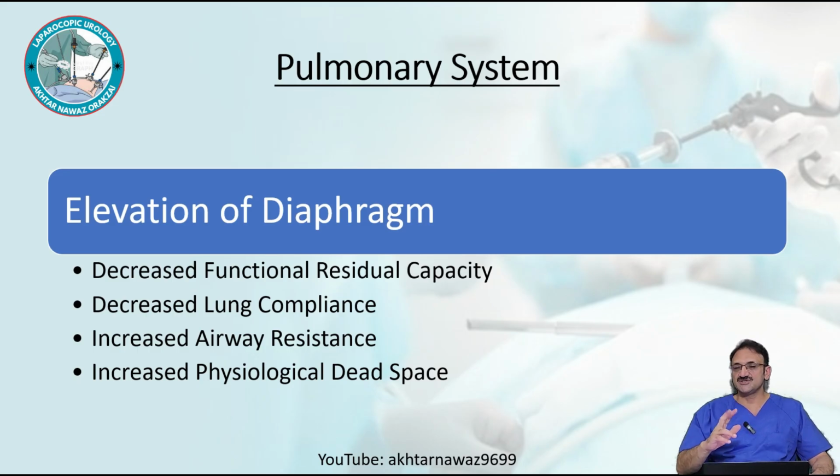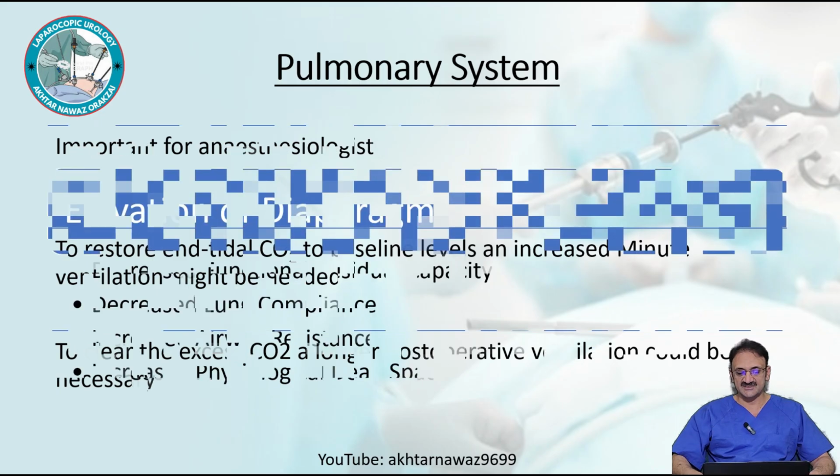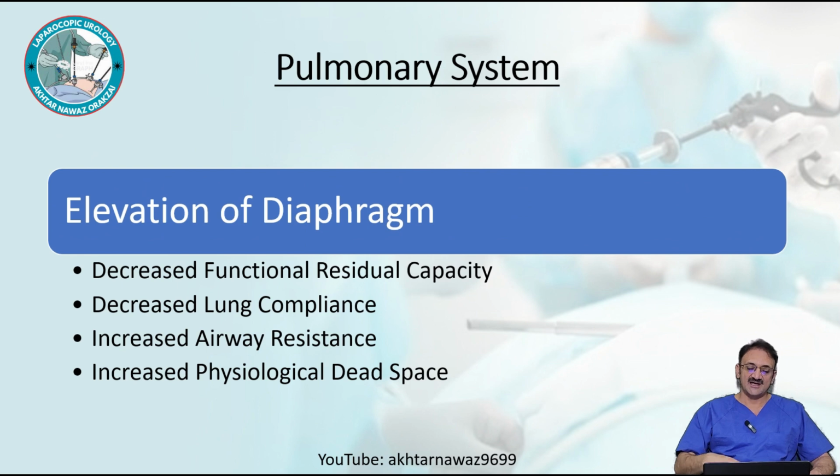And in the Trendelenburg position, everything is pushing down, the head end of the patient is down, so that will also reduce the functional residual capacity. So there will be reduced lung compliance, increased airway resistance, and increased physiological dead space. I would say that there is ventilation perfusion mismatch. The lung is expanding against high resistance, so it is not expanding fully, and there is pressure on the lung, so there is more dead space because the expansion is not getting ventilated.